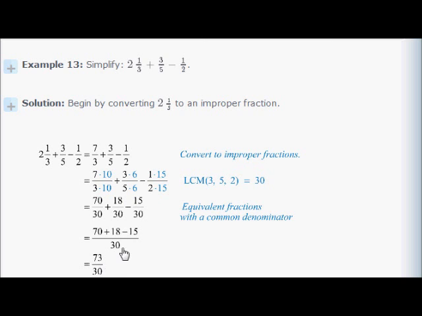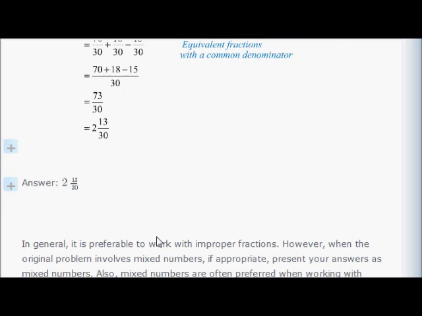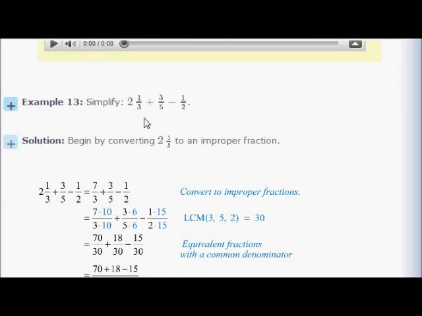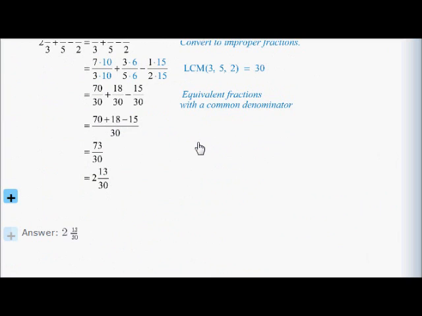So 73 over 30. Well, if you have pizzas that have 30 slices per pizza, and you have 73 slices, well, one pizza would be 30 slices, two pizzas would be 60 slices, three pizzas would be 90 slices. So you have somewhere between two and three pizzas. You definitely have two full pizzas there and some slices left over.